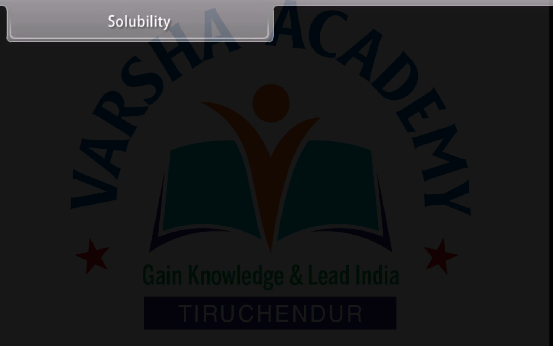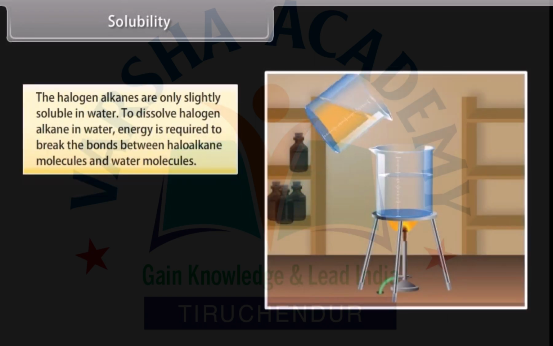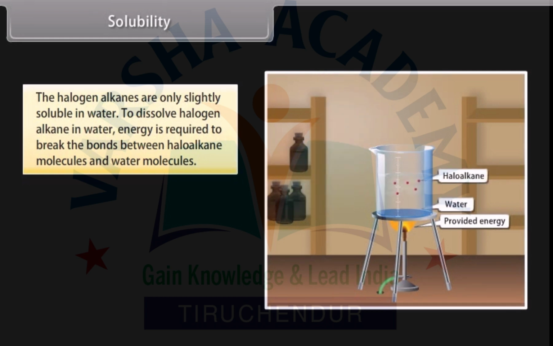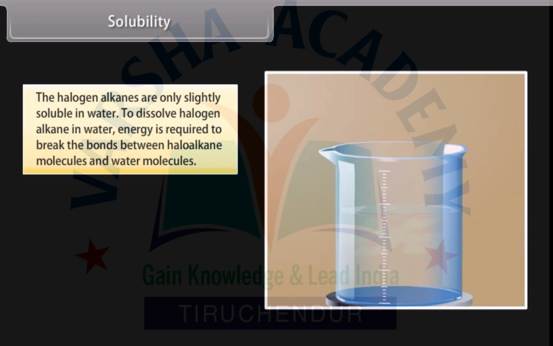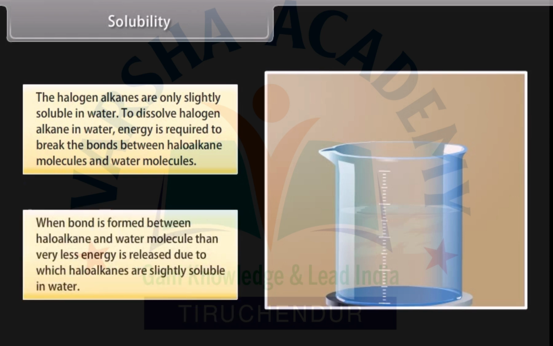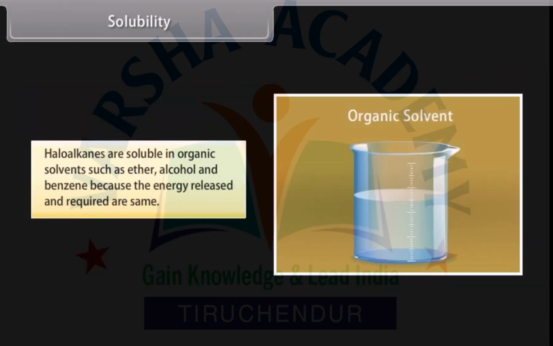Solubility. The haloalkanes are only slightly soluble in water. To dissolve haloalkane in water, energy is required to break the bonds between haloalkane molecules and water molecules. When bonds are formed between haloalkane and water molecules, very little energy is released, due to which haloalkanes are slightly soluble in water. Haloalkanes are soluble in organic solvents such as ether, alcohol and benzene because the energy released and required are the same.